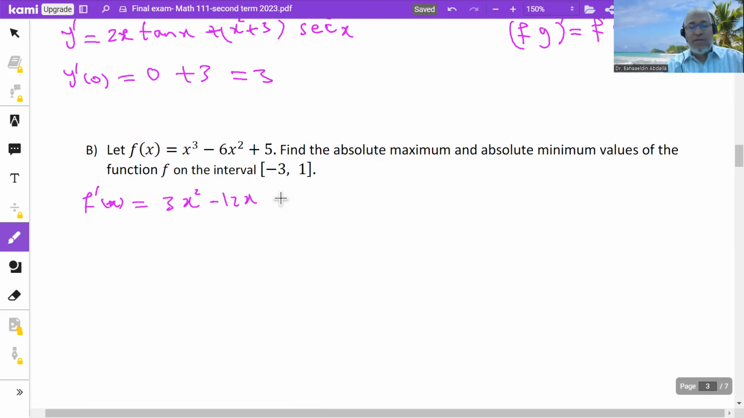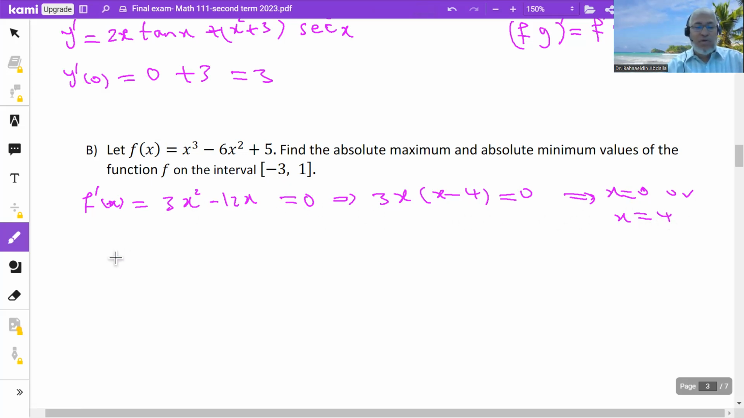And then we need to find the zeros of the derivative, the critical numbers. We can solve this equation by a calculator, if you like, or you can take 3x as a common factor. So I'll have x minus 4 equals 0. So I have two critical numbers, either x is 0 or x is 4. Well, 0 belongs to the interval, but 4 does not belong to the interval.